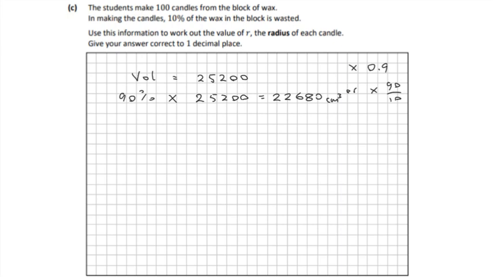Now we're going to equate that to 100 candles. So we have one candle, so we have 100 multiplied by what we did in part B, which was 9 pi r squared. Now set it all together in a balanced equation. So now we're back to algebra and we're going to solve for r.